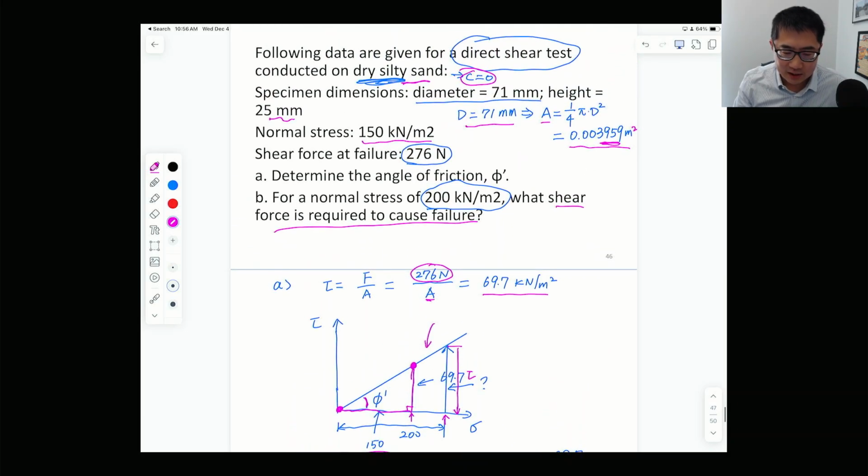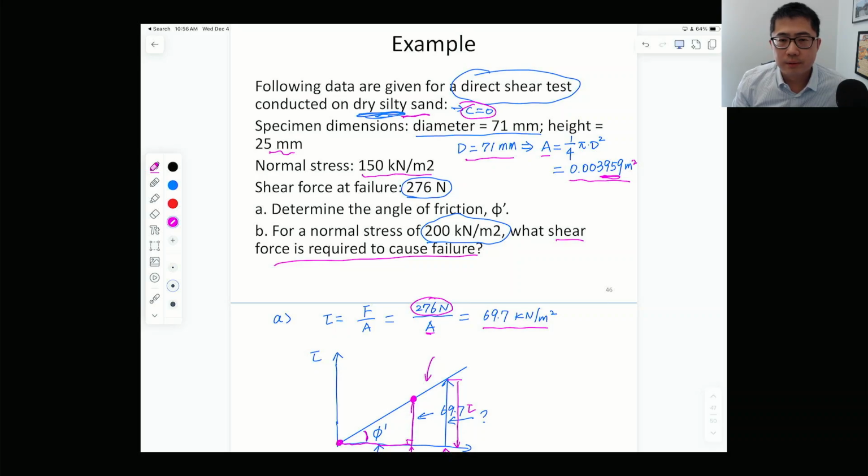So as you can see, it's very, very simple. The idea of the direct shear test is simple, and the data processing is also pretty simple. You don't really need a Mohr circle for that. We talked about the difference between direct shear and triaxial, but direct shear tends to be on the easier side for a lot of the data processing.